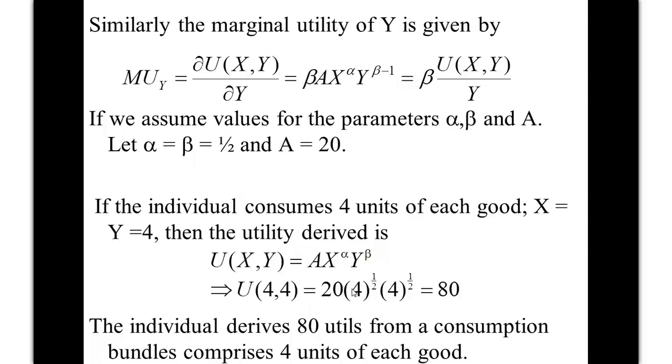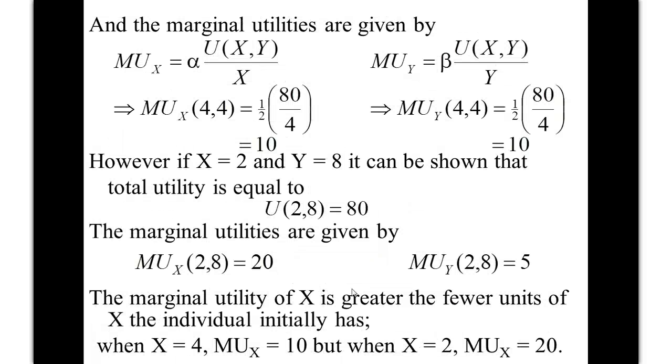So again, the important issue is ordinal ranking. Saying somebody gets 80 utils of satisfaction from having 4 units of each good, 4 pints of beer, 4 slices of pizza, is largely meaningless. What can we do with that information? Very, very little. The important information comes when we look at what the rates of change are at that position and how it compares to other consumption bundles.